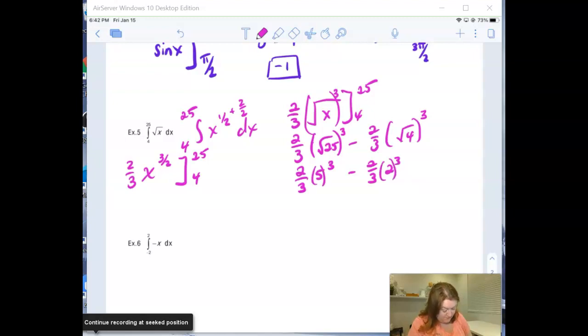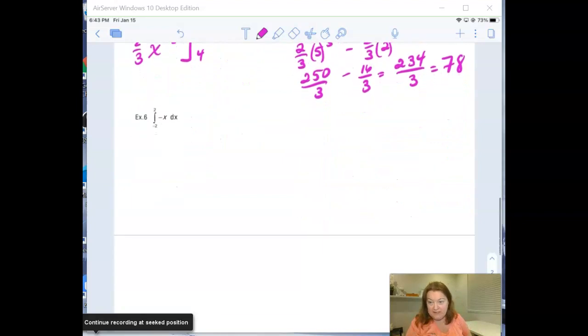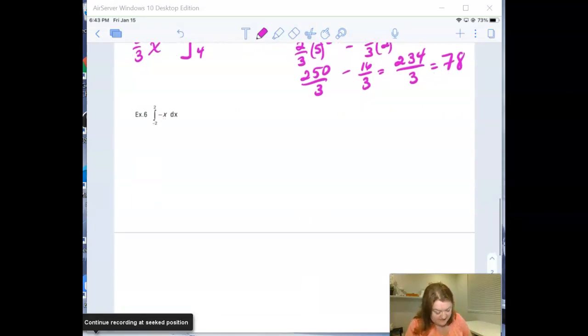Okay, so 5 to the 3rd power first is 125. So this is going to be 250 over 3 when I multiply it by 2. And this one, 2 to the 3rd is 8. 8 times 2 is 16. So this looks like it's going to be 234 over 3, which I actually know does divide evenly and gives us 78. Okay. Again, you could use your calculator to evaluate this and do each part and just write them down. Right? All right, our last one, number 6.